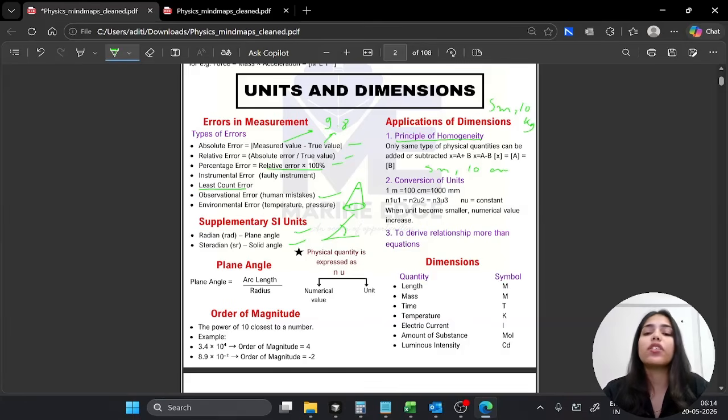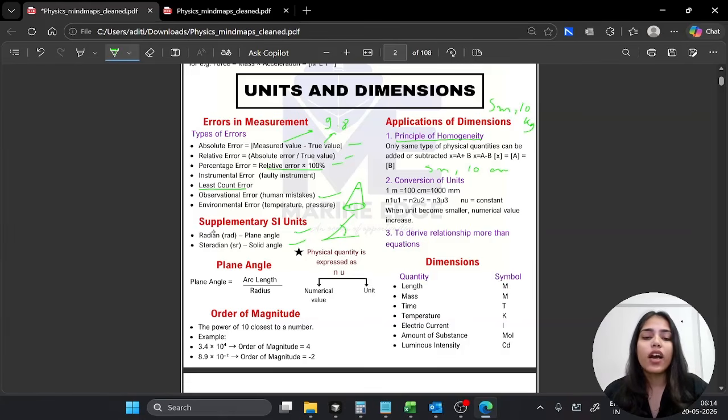So you can easily convert one unit of a particular quantity, for example length, from meter to centimeter to millimeter in different quantities. As you convert meter to centimeter, what will happen? As the size of the unit becomes smaller, the numerical value starts to increase. And we use dimensions to derive relationships between different equations. So these are the three uses, or applications, of dimensions.